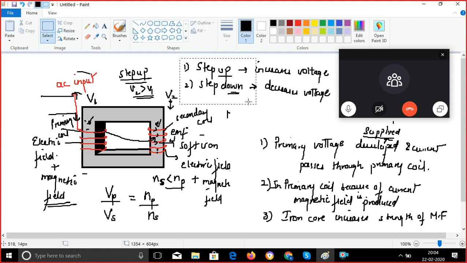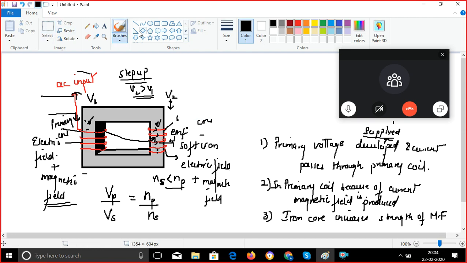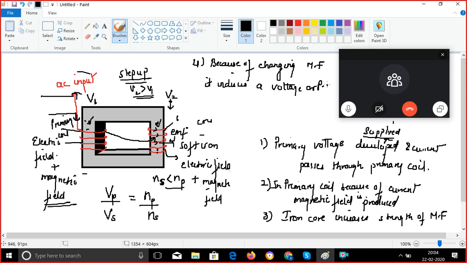Then because of this changing magnetic field, which means because the iron core has strengthened it, its intensity has changed. Because of the changing magnetic field, it induces a voltage or potential difference. PD is potential difference, in the secondary coil.